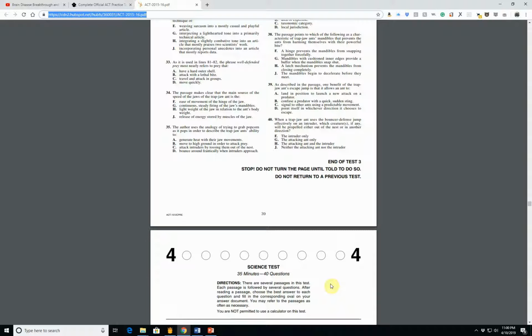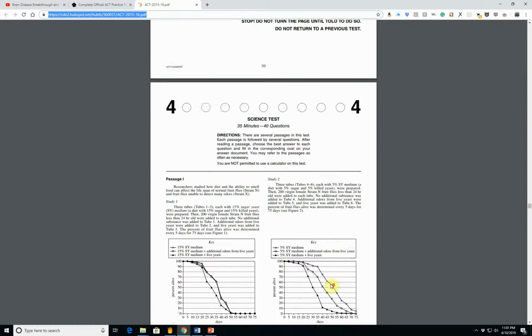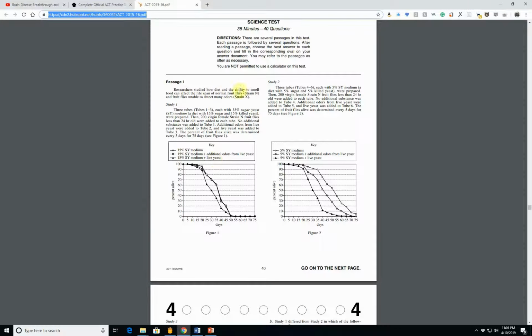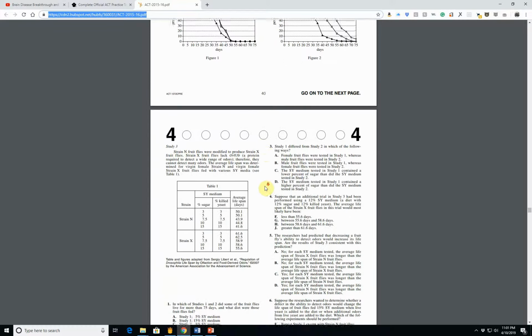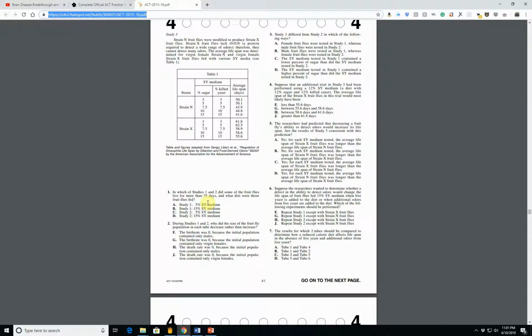Okay, so just waiting for that 11:01 to come down here. 11:01, okay, so Passage 1: diet and ability to smell food can affect the life of normal fruit flies, and fruit flies unable to detect many odors. Okay, so let's go right to the questions. In which of studies 1 and 2 did some of the fruit flies live for more than 75 days, and what diet were those fruit flies fed?